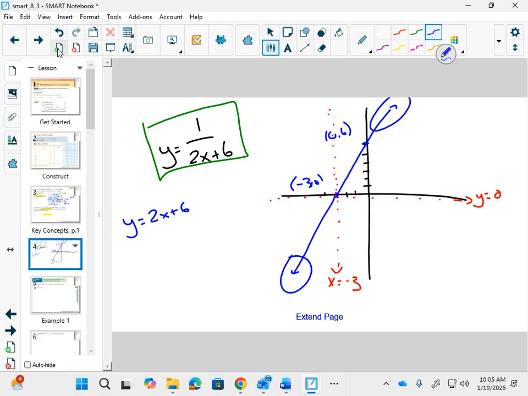Then I take points that were on my graph, like I had 0,6, so I know that I'm going to have 0,1 over 6 on my reciprocal. A really nice point to find is where the y value is 1. I don't even need to know where the x value is. Because what do I do if I have 1 for my y value? 1 over 1. 1 over 1 is going to be identical.